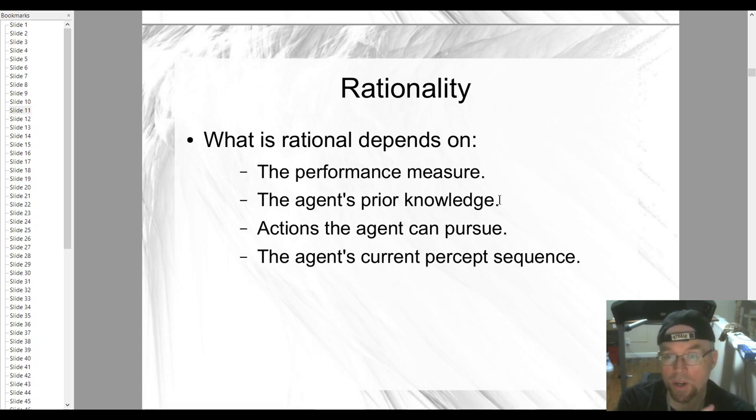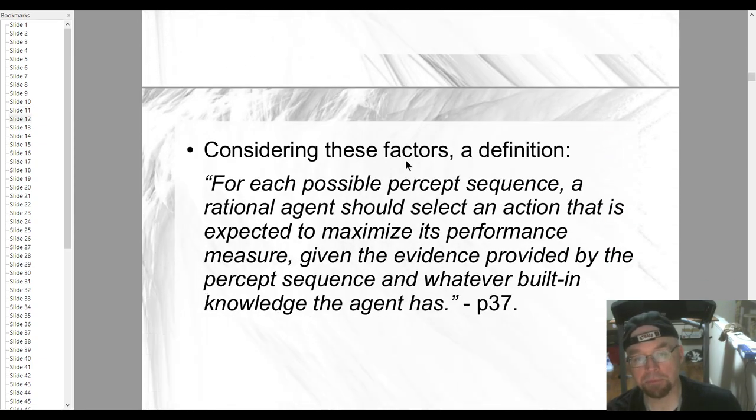What can you do? What choices are open to you? And what did you know up to this point? Or what have you experienced so far? So these are all factors that play into whether or not you can evaluate an agent as being rational or not. So, considering these factors, here's a definition from the text for you, page 37.